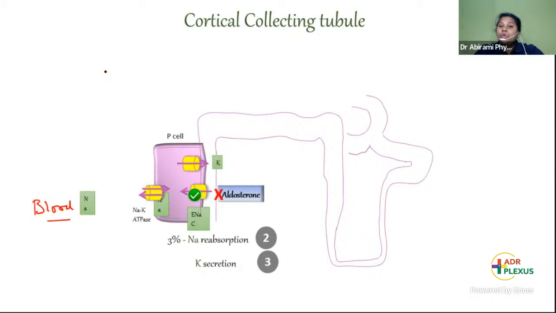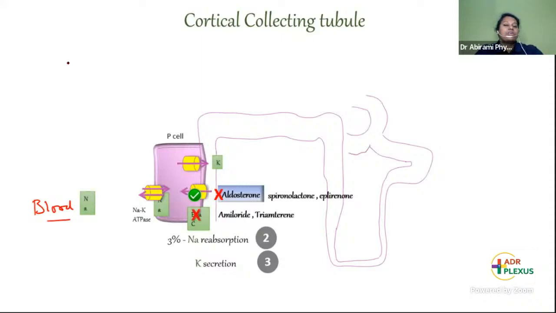And what if you block this aldosterone? Yes, can you answer this? What type of drugs are they when they block this aldosterone? Yes, aldosterone is blocked by aldosterone antagonists. You can't think of any drug? Aldosterone antagonists? Very good. Yes, spironolactone. Very good. Spironolactone and eplerenone. So spironolactone and eplerenone are aldosterone antagonists.